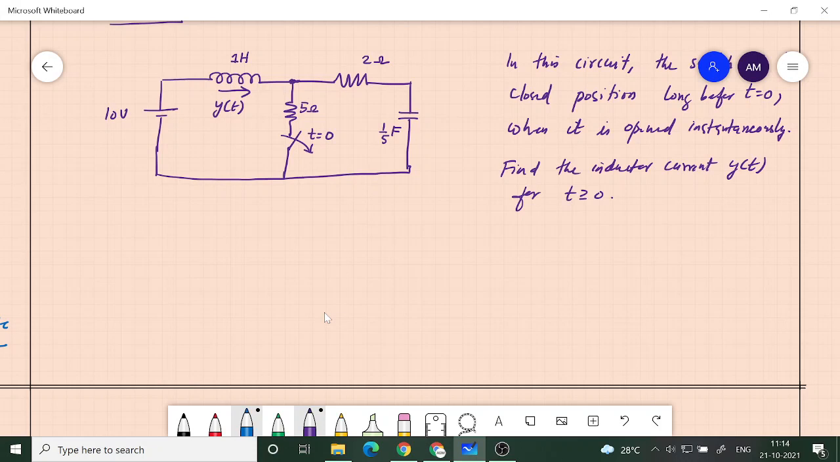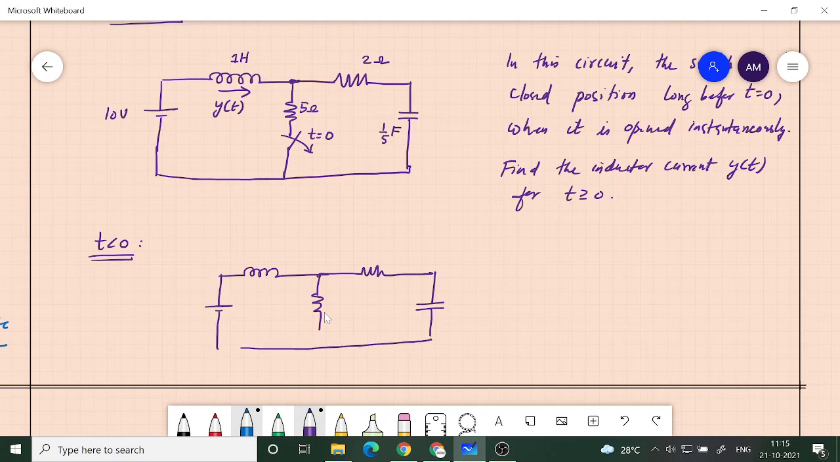So if this switch is closed, before t equal to 0, how does the circuit look like? The circuit looks like this. There is no switch here; I am removing all the switch. There is a 10 volt battery, and there is a 5 ohm resistance, 2 ohm resistance, 1 Henry, and then 1 by 5 farad. So this is 10 volt.